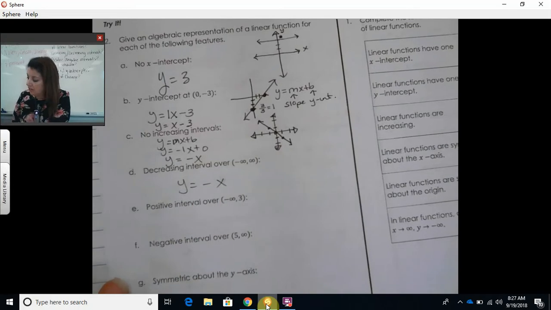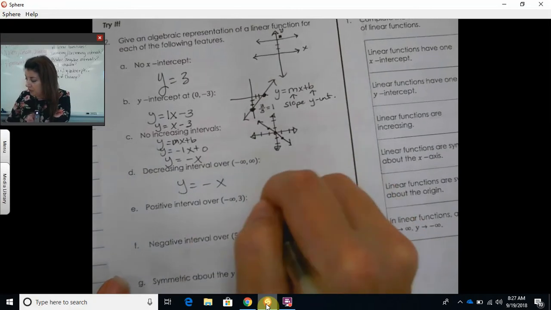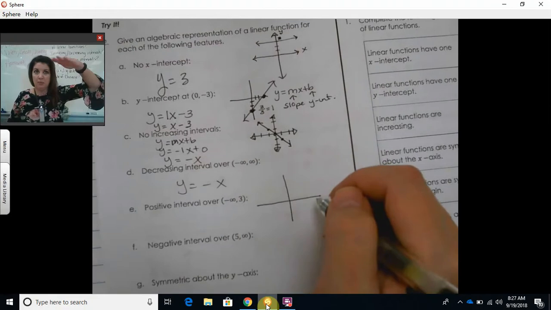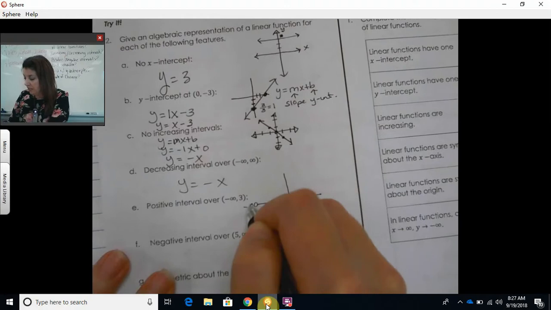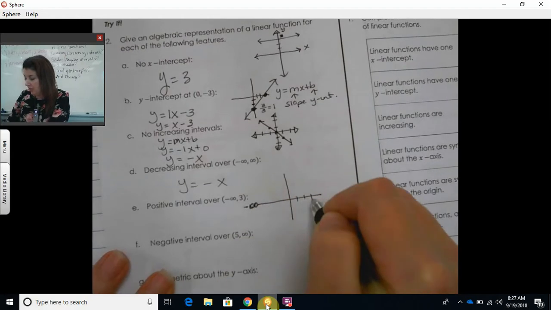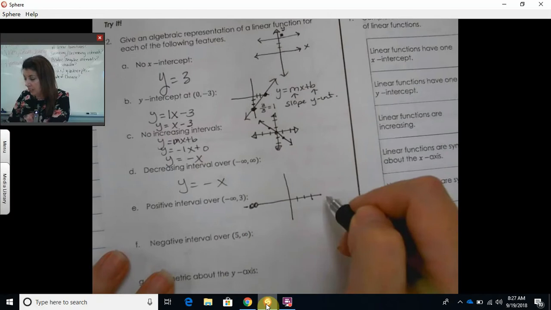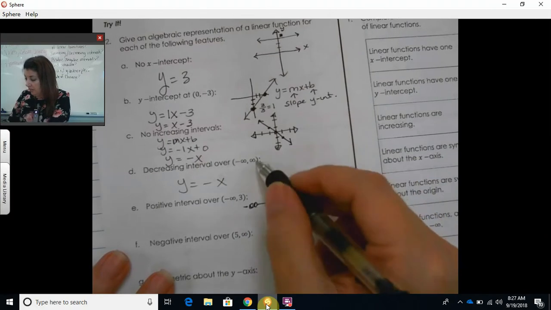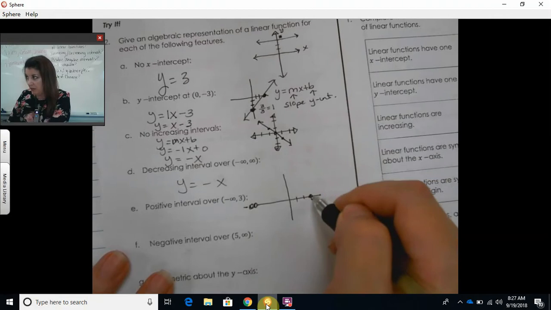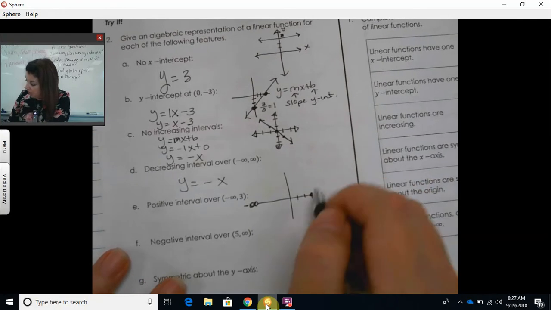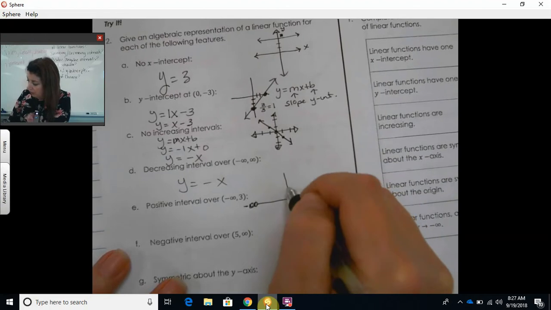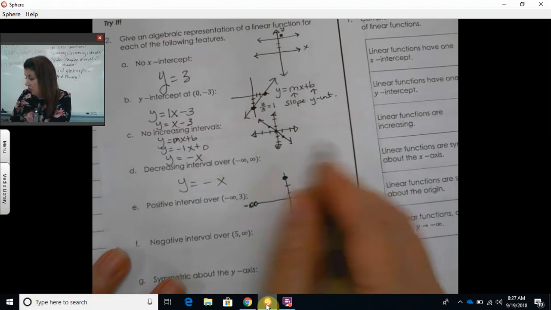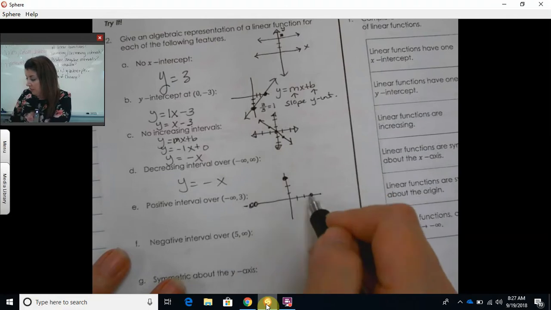Part E, positive interval from negative infinity to 3. Okay. This part's confusing. Positive means it has to be above the x-axis from negative infinity, so on the x-axis, that's down here, all the way to 3. All right? It's got to be positive. That means coming from negative infinity all the way till you get to 3, you got to be above the x-axis. So if I draw a line, I'm going to make that have a slope of 1. So a rise of 3, a run of 3, and technically that would have to be a slope of negative 1.